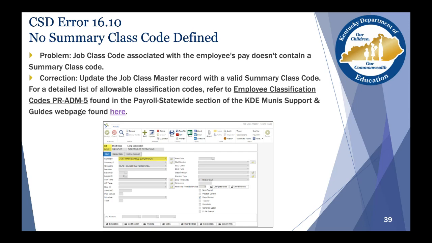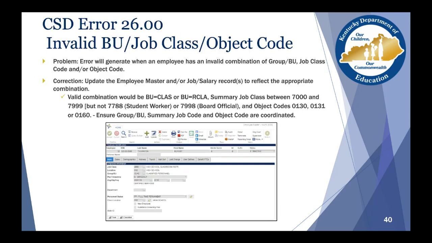Error 26 was the invalid BU job class and object code, which is just basically saying the combination of your group BU, your job class and object code is not meshing well. It's not working. So you'll see there by the check mark, valid combinations would be class or RCLA, a summary class code between 7,000 and 7,999, and object codes 0130, 131, and 0160. So if you get error code 26, go back and just look at that combination, make sure that everything works as it's supposed to. If not, you'll just simply need to update it and change that information.